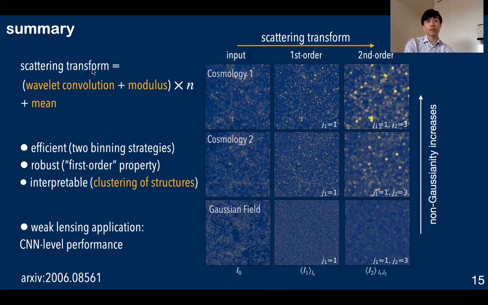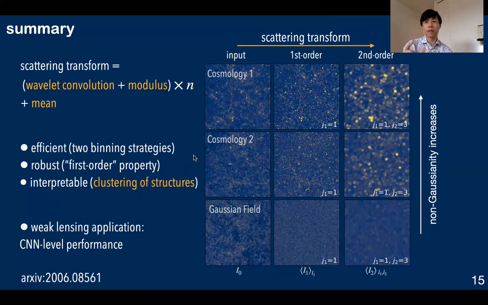And the scattering transform has a similar structure to a convolutional neural net. It's composed of wavelet convolution plus a modulus operation, and do it several times, and finally take the mean of all the images generated by the convolution and modulus. So it has several advantages over traditional statistical estimators such as the three-point function or bispectrum. First, it is efficient. That means it concentrates information into fewer statistical estimators. For example, in our weak lensing analysis, we only have 37 estimators.